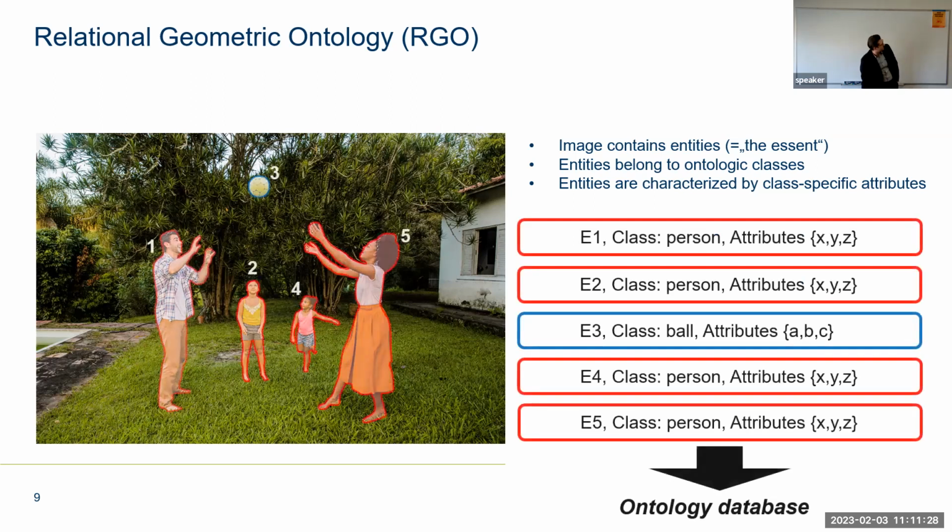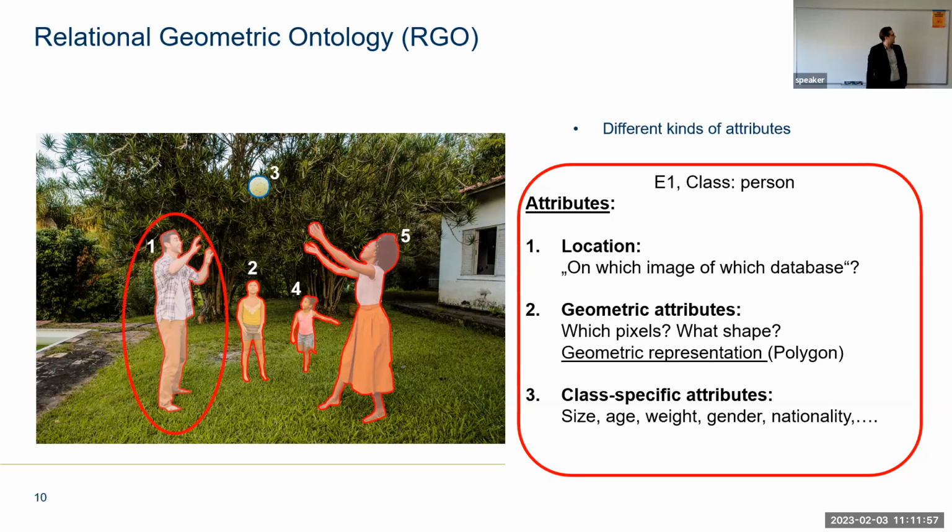For example, when I look at this image, I can directly identify 5 entities in the foreground. Let's forget about the background for now. 4 entities of the class person and 1 entity of the class ball. And I don't want to build up image databases. What I do build up are databases where the entries correspond to the entities of the image. So let me give you a closer look at how these entries look. Let's focus on entity 1.